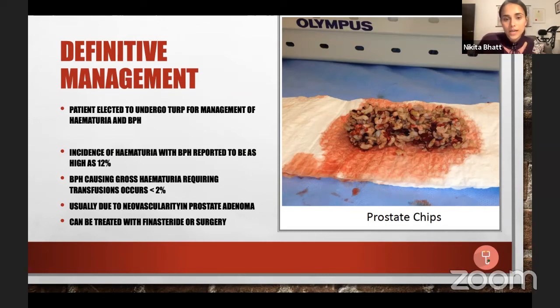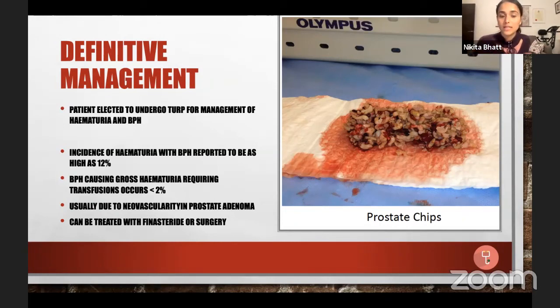So BPH can cause significant hematuria. It's up to 12%. Gross hematuria requiring transfusion with BPH can occur in up to 2% of patients. And this is because of neovascularity of the prostate adenoma. So it brings with it a lot of new blood supply. And that's where you can also treat this.